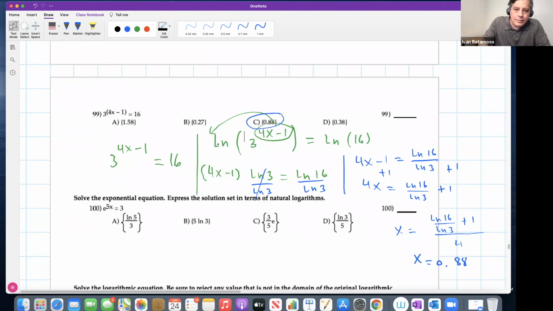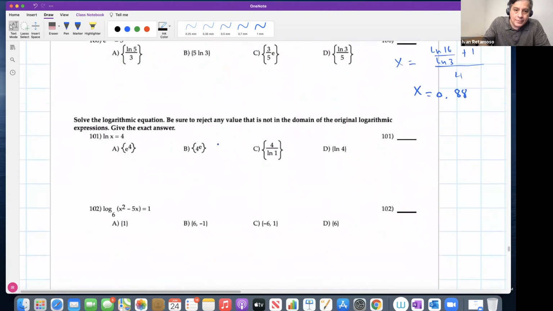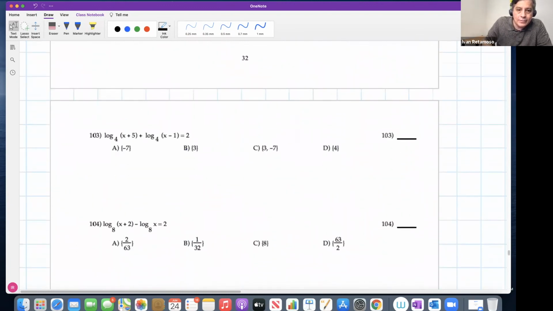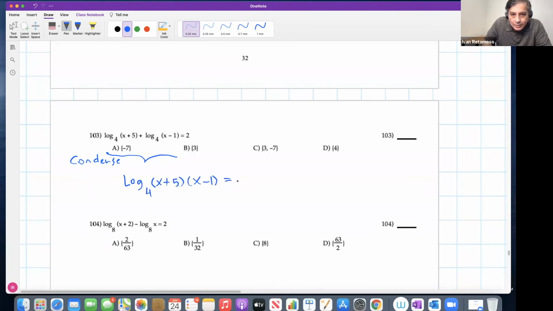Great. This one's similar, right? Taking logs on both sides. Let's reach a part where we have to do some condensation. This one, for example. What if they give you the sum of two logs equal to 2? I explained, condense, right? Convert this to log base 4 of x plus 5 times x minus 1 equals 2, using the product rule in reverse. Then snail it.